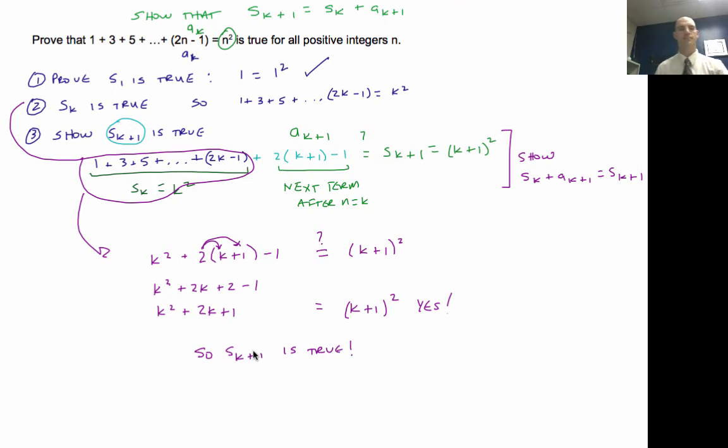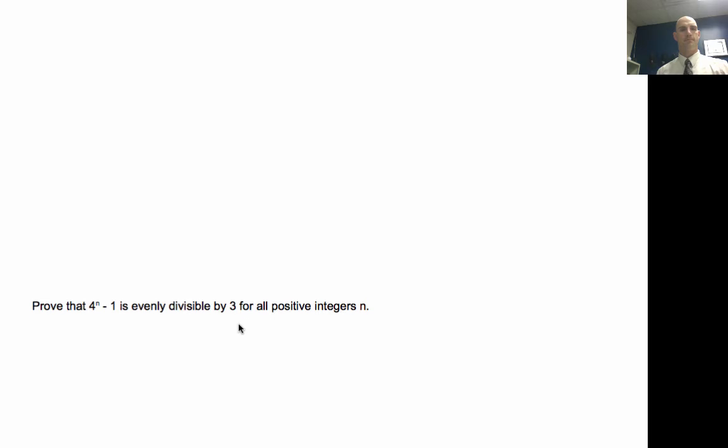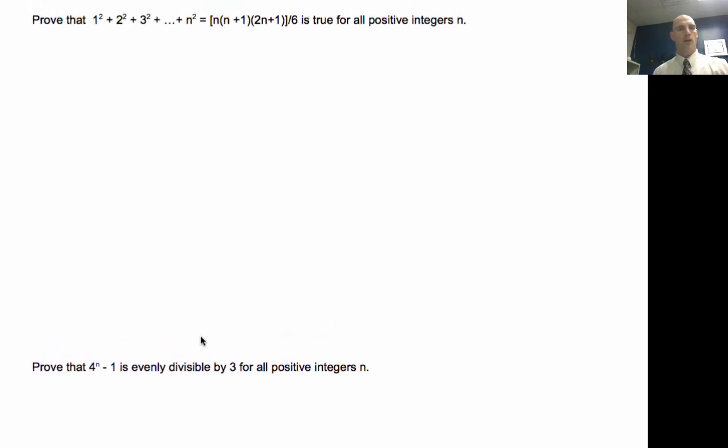Done. Let's do one more example. This one's a little bit lengthier, so kind of stay with me. 1 squared plus 2 squared plus 3 squared plus 4 squared plus 5 squared all the way up to n squared is supposedly equal to n times n plus 1 times 2n plus 1 divided by 6. Show that it's true for all positive integers n.